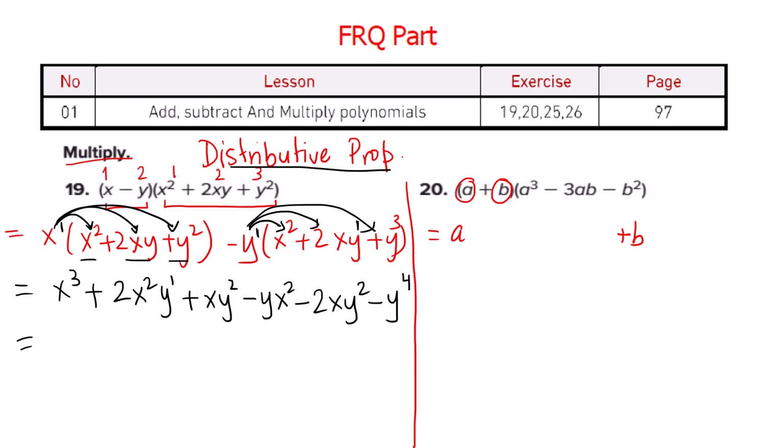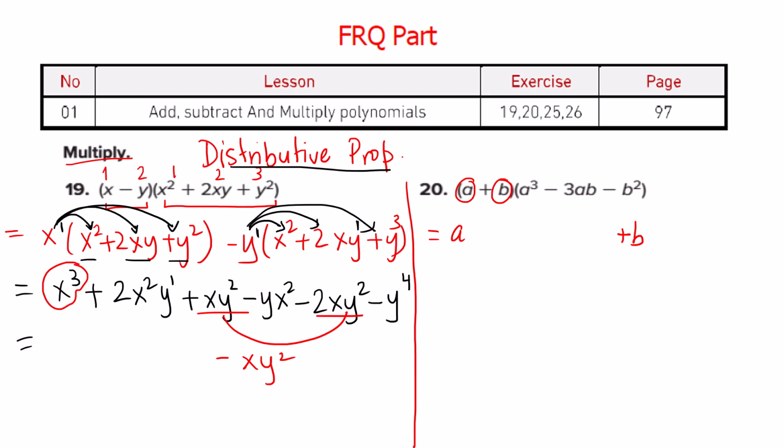X to the power 3, does it have any like term? No, nothing. 2x square y, does it have a like term? Let's see. No, so this is also alone. What about xy square? Yes, it has a like term. If you see carefully, this one. So xy square and minus 2xy square, negative sign, so it will become negative xy square.